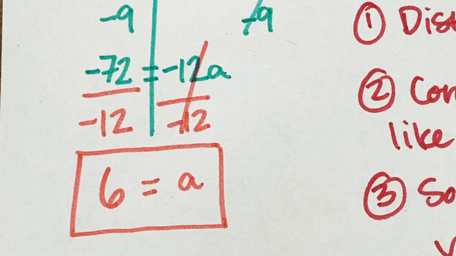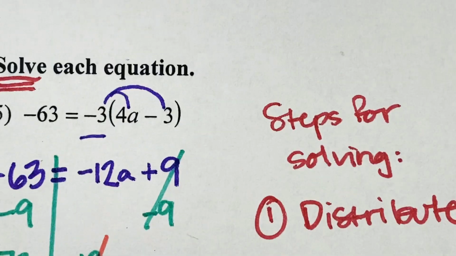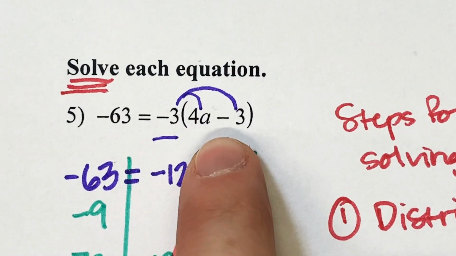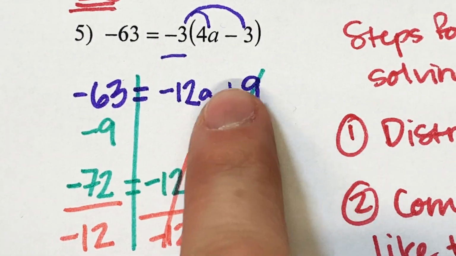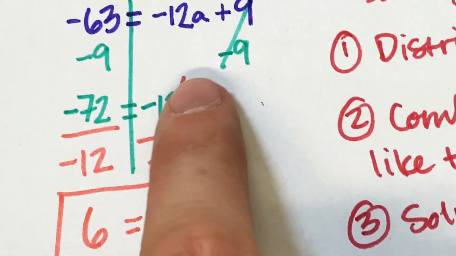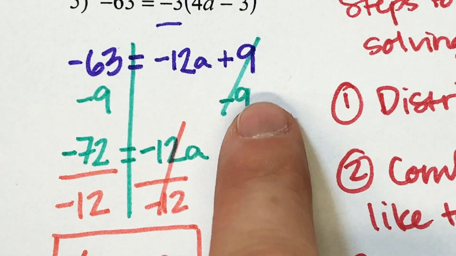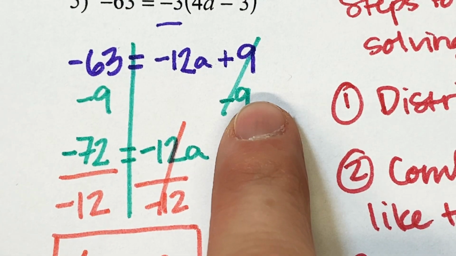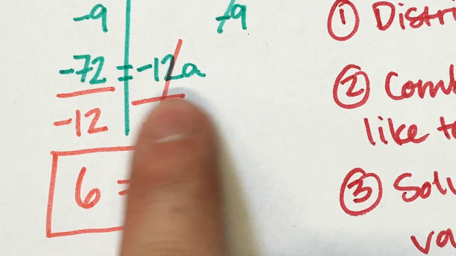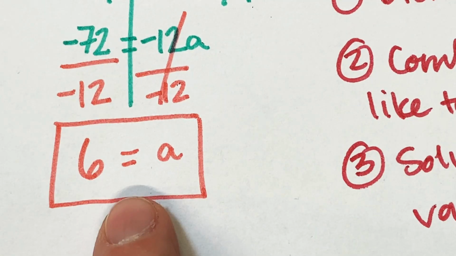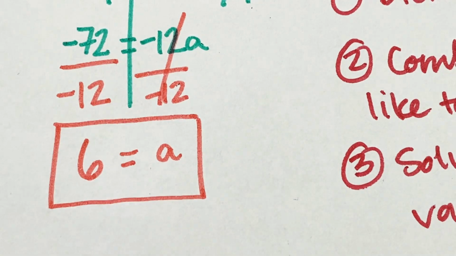Okay, so we followed all the steps to get our answer. We first had to distribute. Then we had to see if we could combine like terms. We didn't have to, so we could go ahead and start solving. We had to do two things to solve. We had to get rid of the plus 9, and we had to get rid of that times by negative 12, which gave us our answer of positive 6.